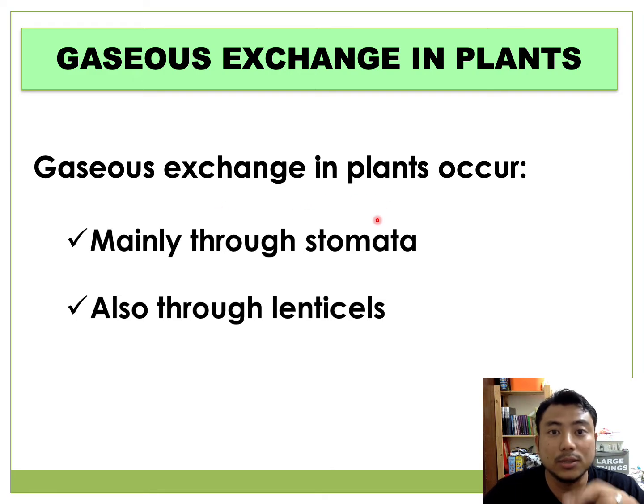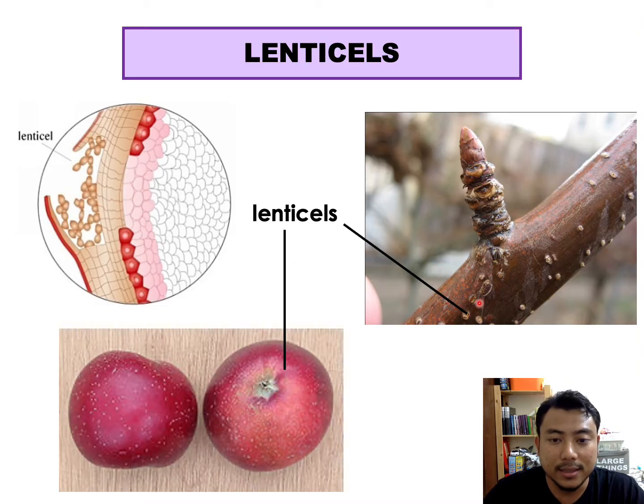It occurs in two places, mainly through stomata, the structure that you can find on the leaf, and also through lenticels. So what are lenticels? This is a lenticel. Lenticels can be found on the trunk of the plant, on the stem, on the branches, and also on some parts of the fruits. If we look at this diagram, if you can follow my laser cursor, a lenticel is like a slight opening like this.